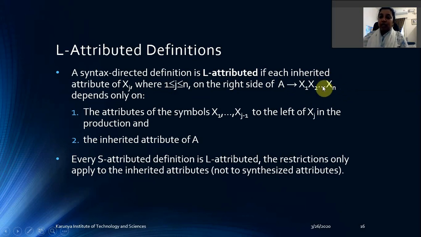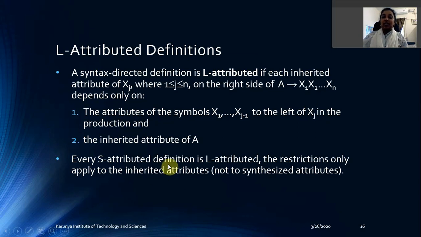Now if I have to evaluate the value of Xn, I can take the attribute values from A to Xn minus 1. But if I have to evaluate the value of X2, I should take the attribute values of only A and X1. I cannot take the attribute value of X3, which means I cannot take the attribute value of the grammar symbol which lies to the right of the given grammar symbol. So that is what they mean here. If I have to evaluate the value of Xj, I can take the value of X1 to Xj minus 1, and therefore I call it an inherited attribute.